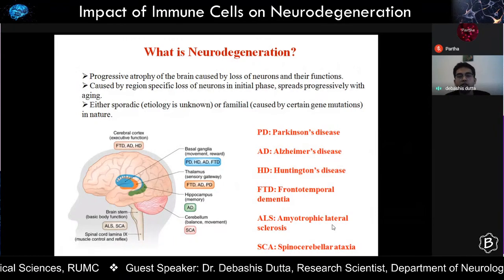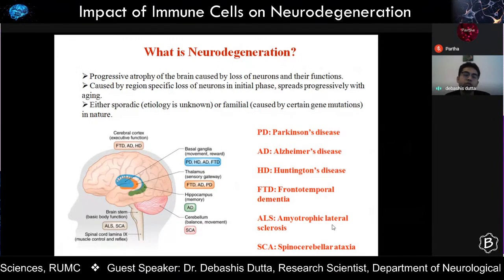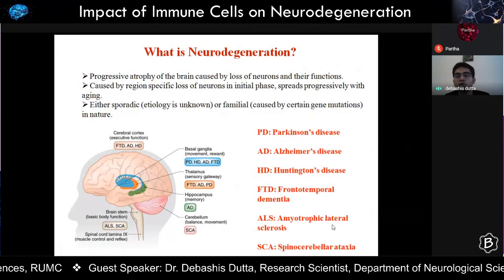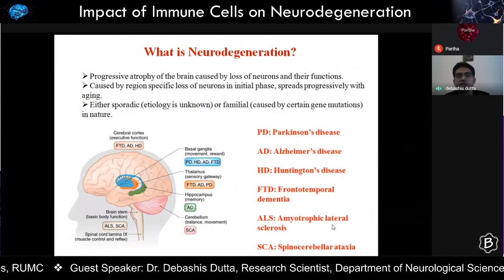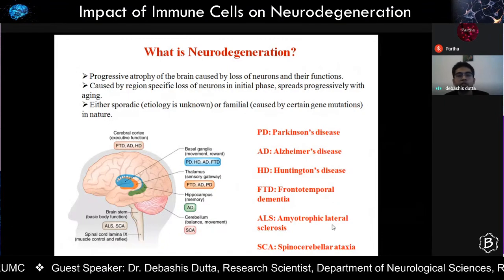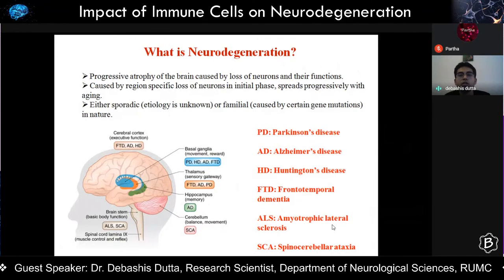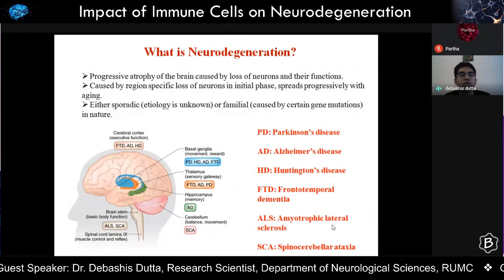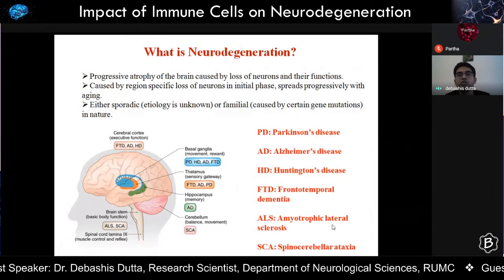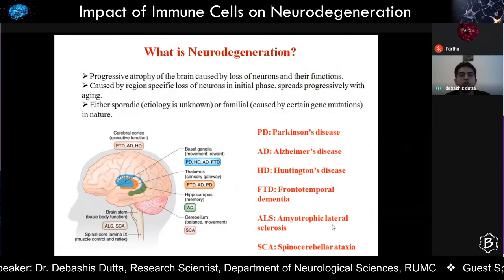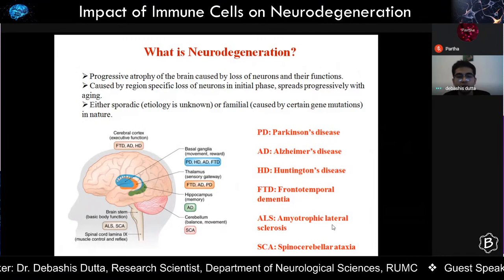And if we see the etiology, it can be sporadic, where the etiology is still unknown. There might be multiple factors responsible: aging-related factors, environmental factors, molecular factors. On the other hand, the reason might be familial, where certain gene mutations are responsible for the onset of the disease.